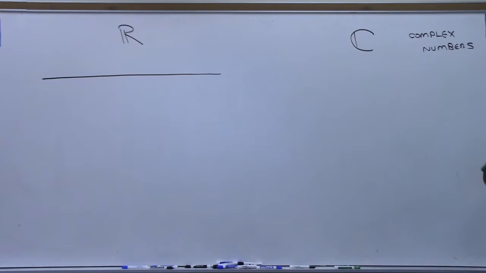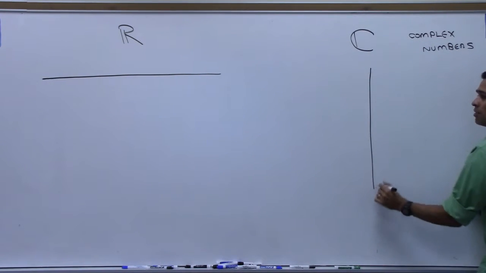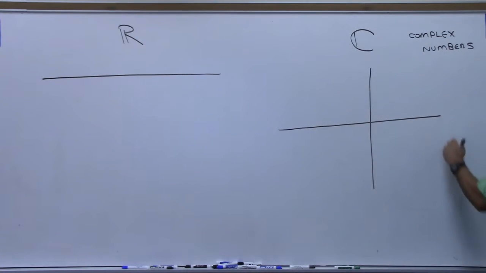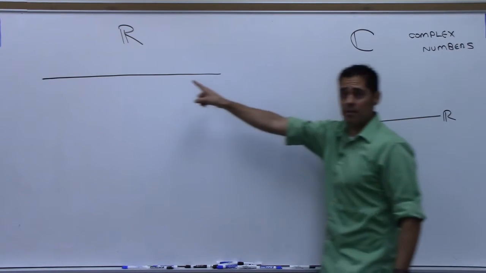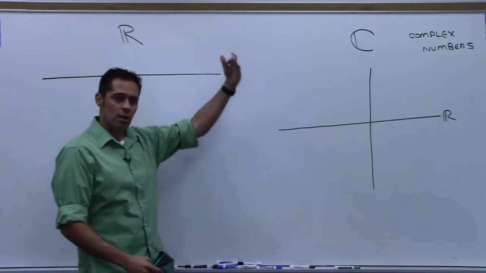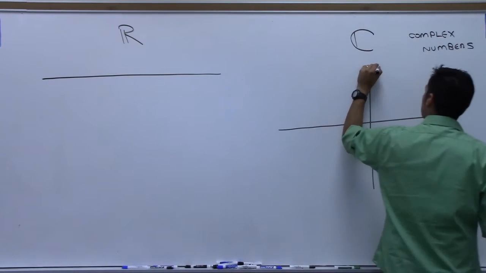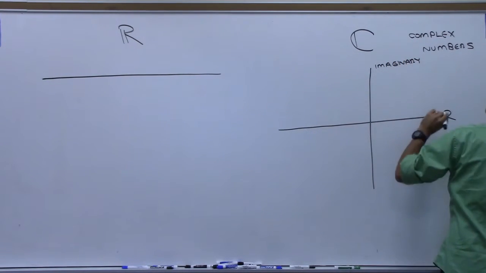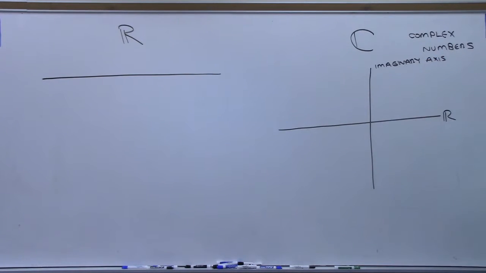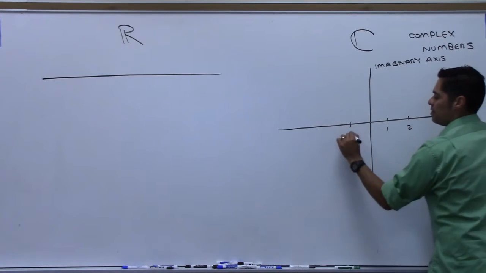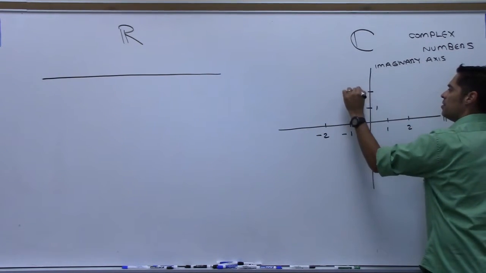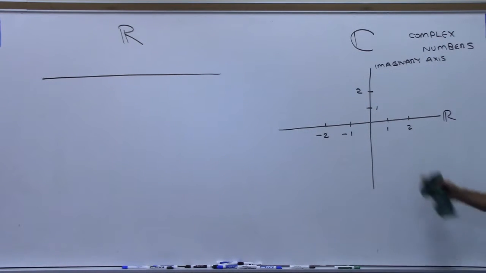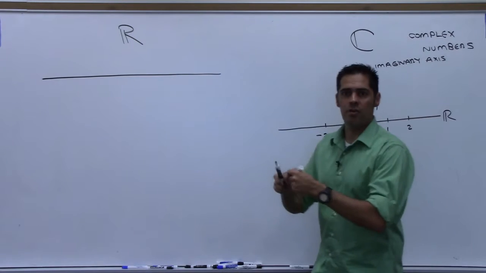And for me to help you see these, I'm going to draw two axes. This axis right here, this line, is R. Okay? So that's that number line right there. But now I have this new number line that goes vertically, and this is called my imaginary axis. Okay? That's my imaginary axis. So if I go here, that's 1, this is 2, right? This is -1, this is -2, this is 1, this is 2, right? Got it?